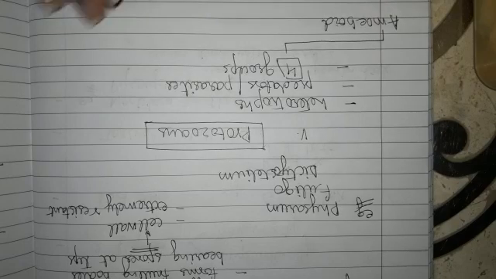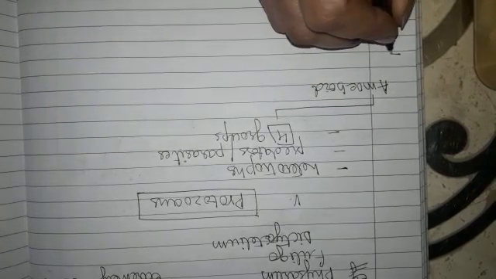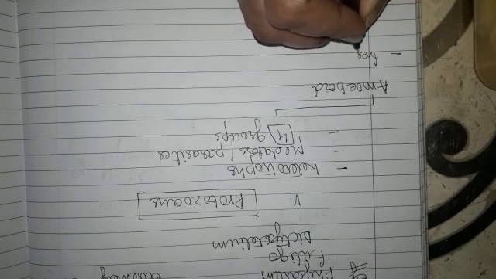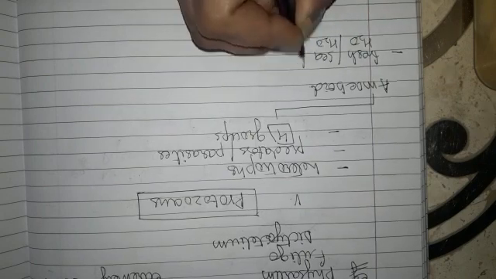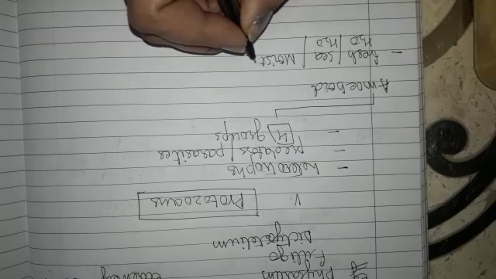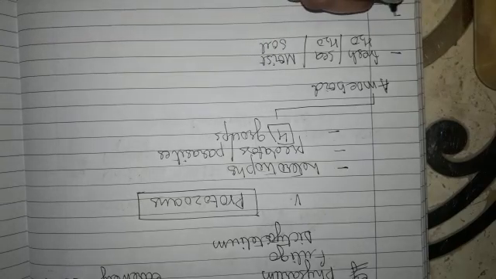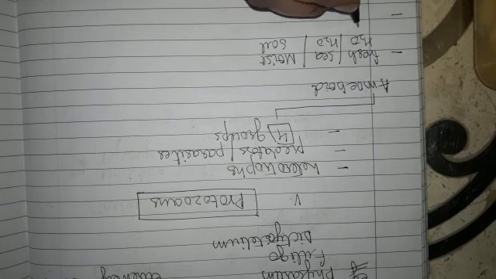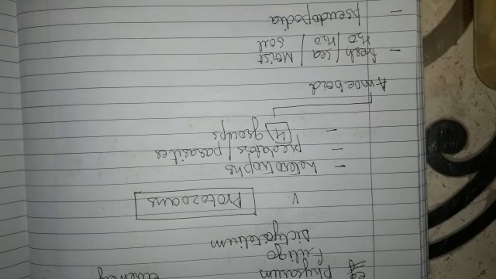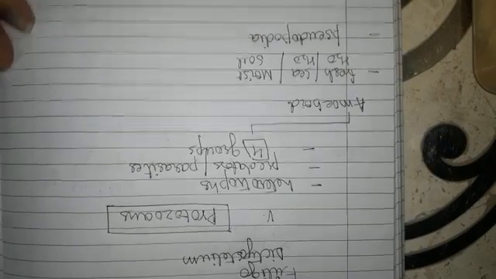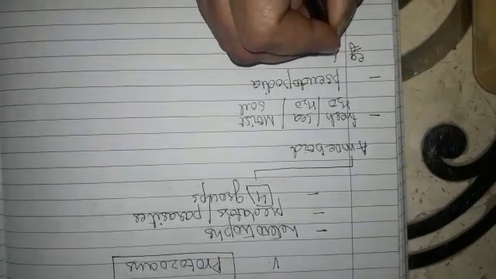The first is amoeboid protozoans. These amoeboid protozoans can live in fresh water or sea water, and these are also found in moist soil. They capture their food and move with the help of false foot-like structures called pseudopodia. They have pseudopodia for locomotion as well as for capturing the food particles. For example, amoeba.